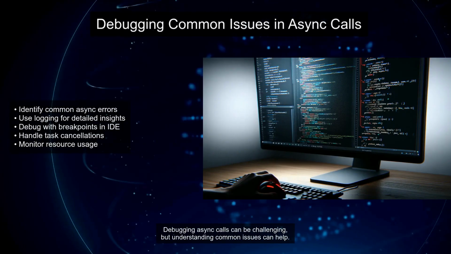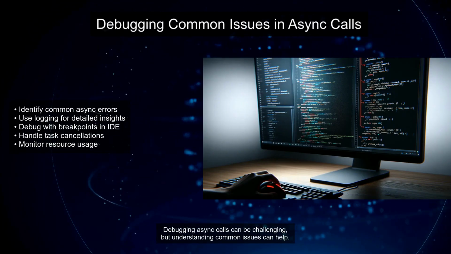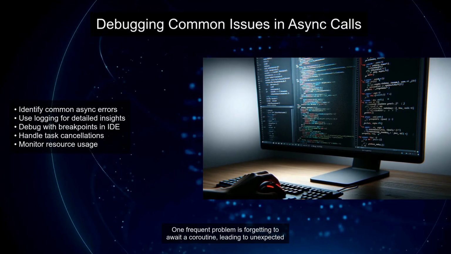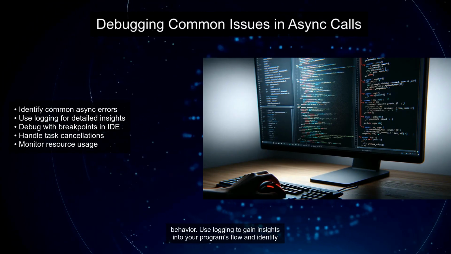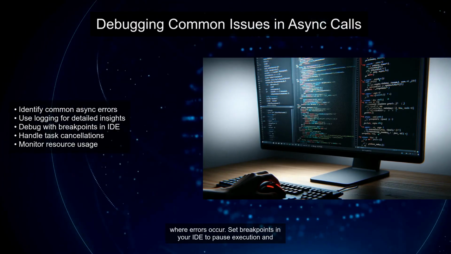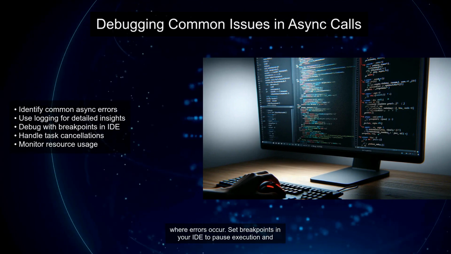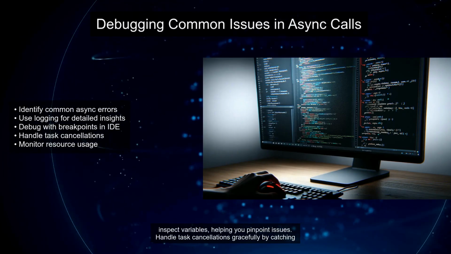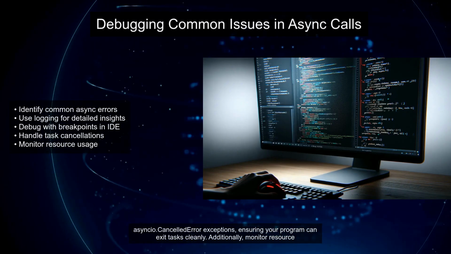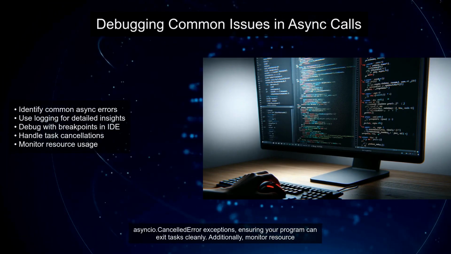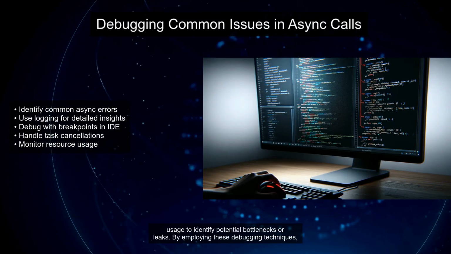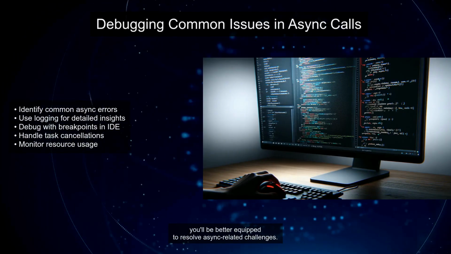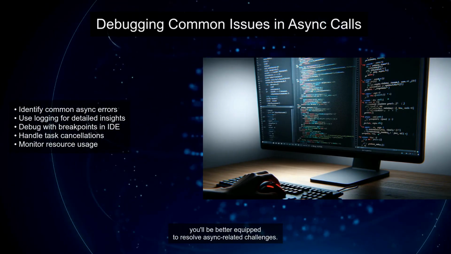Debugging async calls can be challenging, but understanding common issues can help. One frequent problem is forgetting to await a coroutine, leading to unexpected behavior. Use logging to gain insights into your program's flow and identify where errors occur. Set breakpoints in your IDE to pause execution and inspect variables, helping you pinpoint issues. Handle task cancellations gracefully by catching asyncio.CancelledError exceptions, ensuring your program can exit tasks cleanly. Additionally, monitor resource usage to identify potential bottlenecks or leaks. By employing these debugging techniques, you'll be better equipped to resolve async-related challenges.